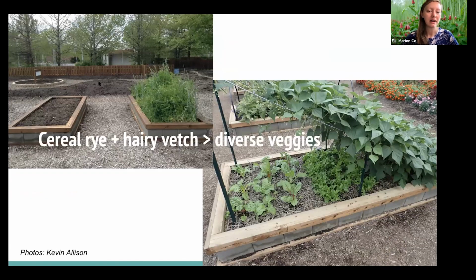And on a bed, this was a master gardener's demonstration bed, it shows just the ability of using cover crops to integrate into a small scale. This cereal rye and hairy vetch was cut down, and then planted into it was Swiss chard, arugula, beans, and that residue on the soil surface will help keep that soil protected throughout the season.